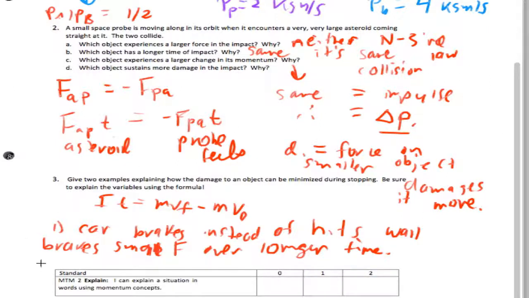Now, a second example would be the egg drop lab. The paper cushions the egg, meaning it gives more time to stop, but less force. And that's it for Appraisal 5.